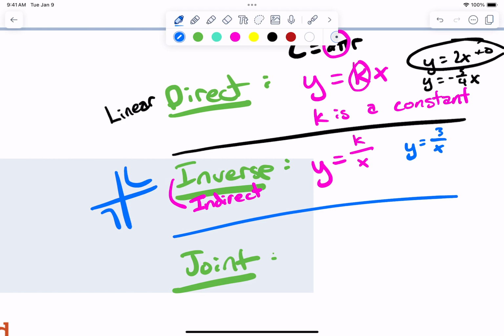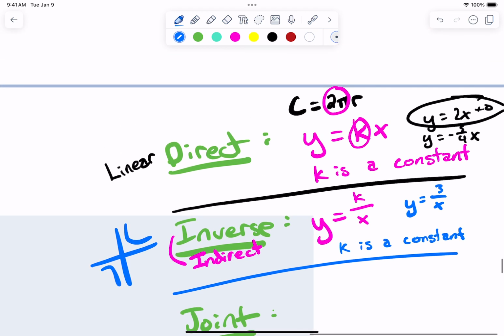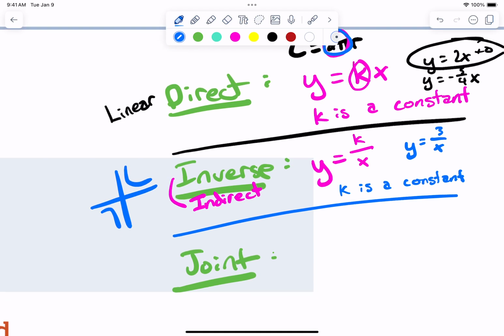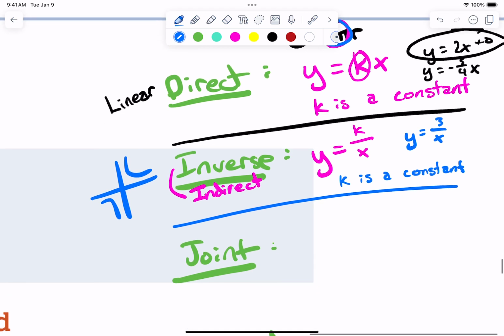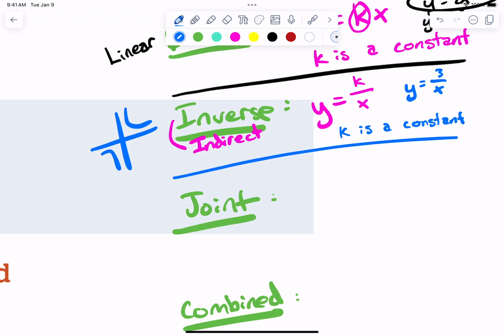Okay? Is k always a constant? Or just in the first? K is always a constant. Yeah, k is always a number. So I'll say k is a constant. Okay, now your constant might be pi, right? Like in this example. Pi is just a number, right? Or it might be e. Okay, e is a constant as well.